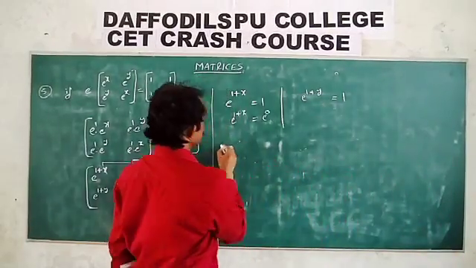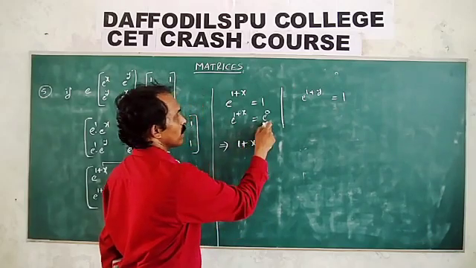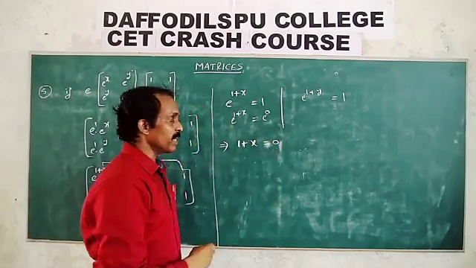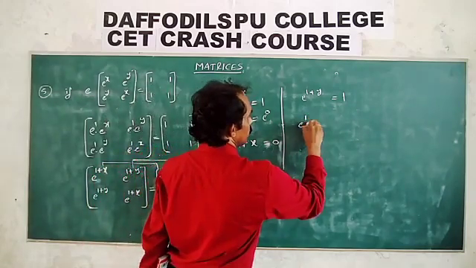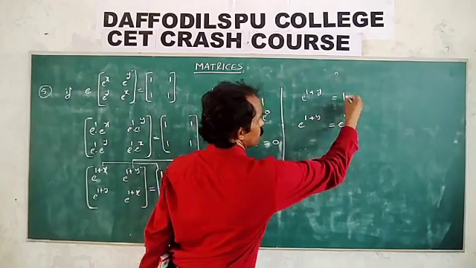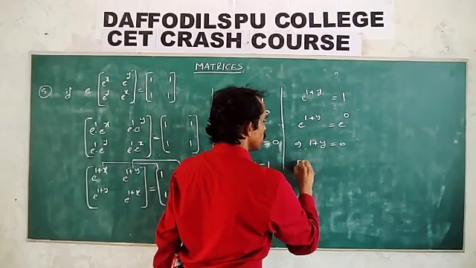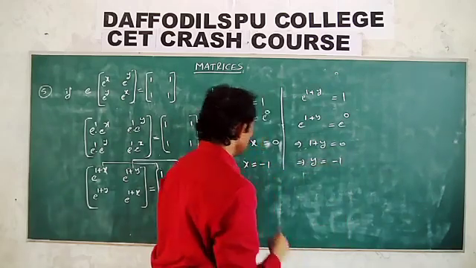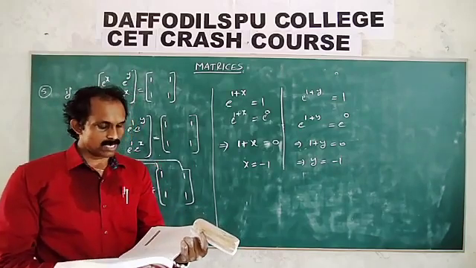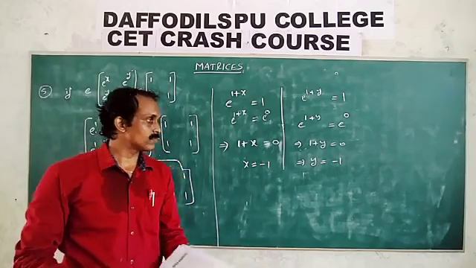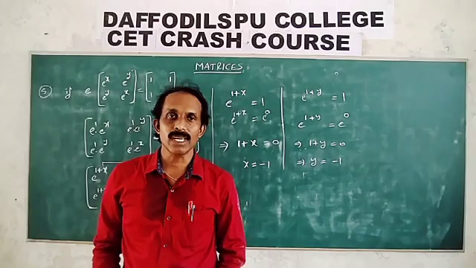Therefore e power 1 plus x is equal to e power 0, which implies 1 plus x equals 0 since the bases are equal and the powers equate. So x is equal to minus 1. Similarly, e power 1 plus y is equal to e power 0, so 1 plus y is equal to 0, and y is equal to minus 1. So x is equal to minus 1 and y is equal to minus 1. That is the first option in the 5th question. Okay students, we will continue the remaining problems in the next class.